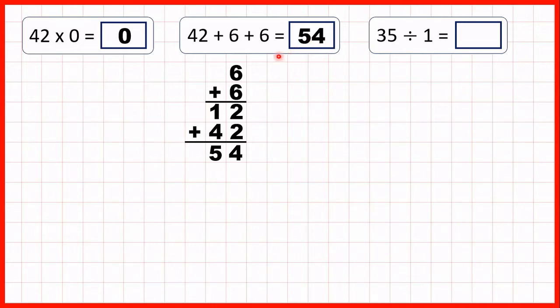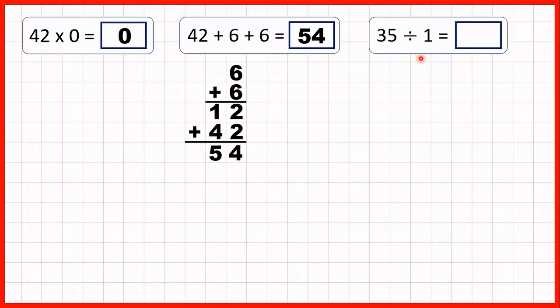Now we would have got the same answer if we'd done 42 plus 6, that's 48, and then we could have done 48 plus 6, and we would still have got 54 as our answer, because with addition, order doesn't matter. So it doesn't matter that we did the bit at the end first, because we're doing addition.